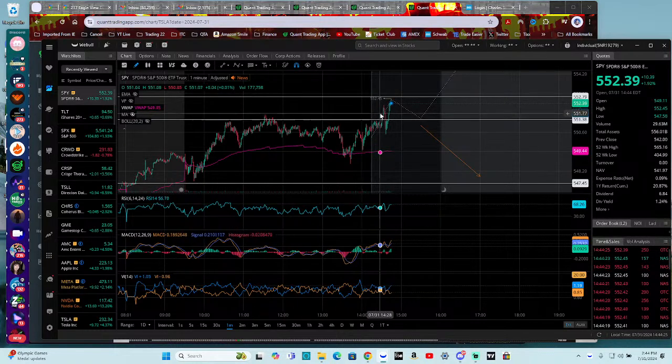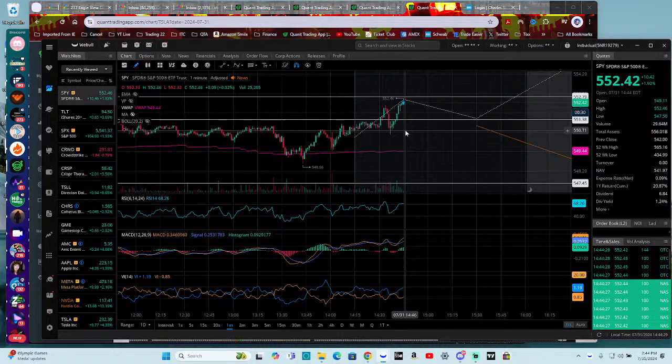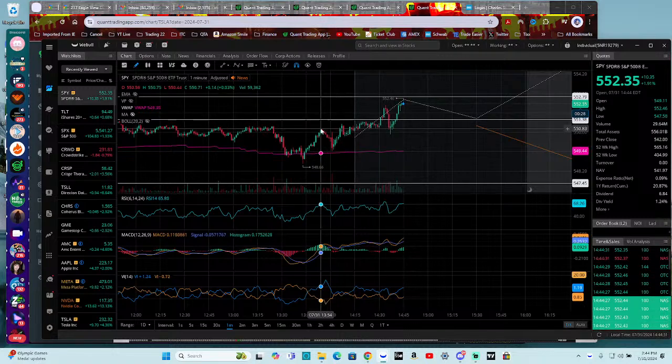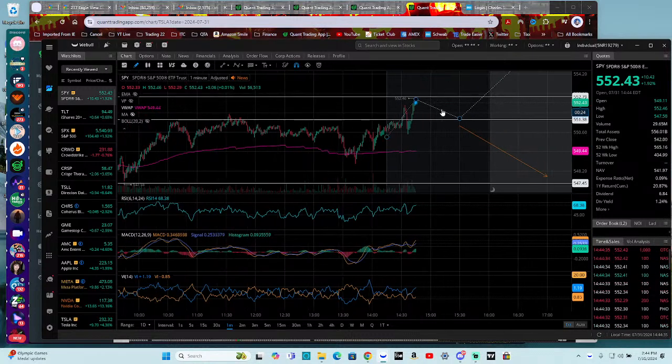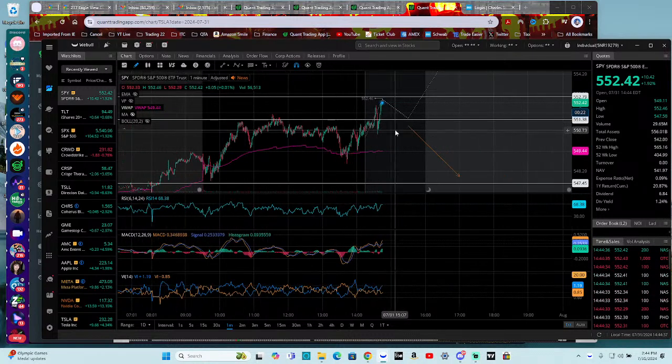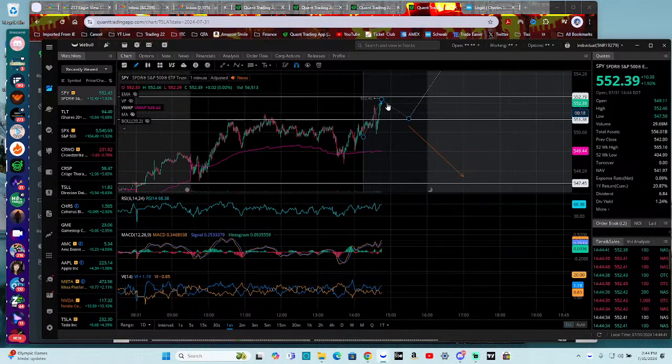Made a new high, came back, the initial support failed, but then it found support at the previous resistance, and now we're going on our higher way. We're reaching the 552 line, and now remember, this is one of two options here. We can get rejected at 552, hold our new support line for higher, or we can lose.